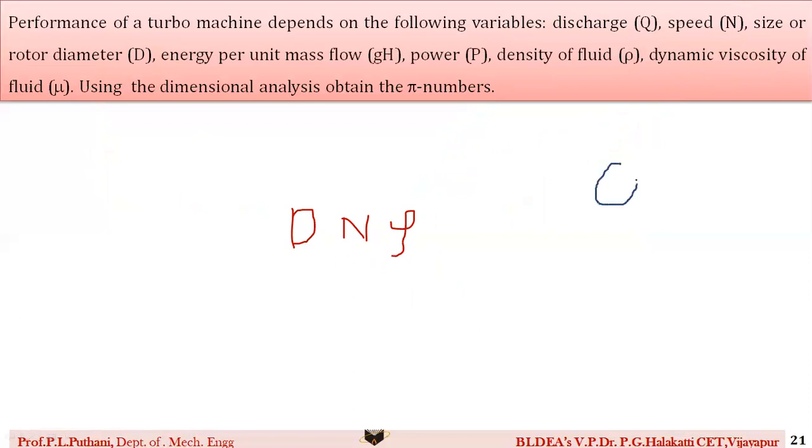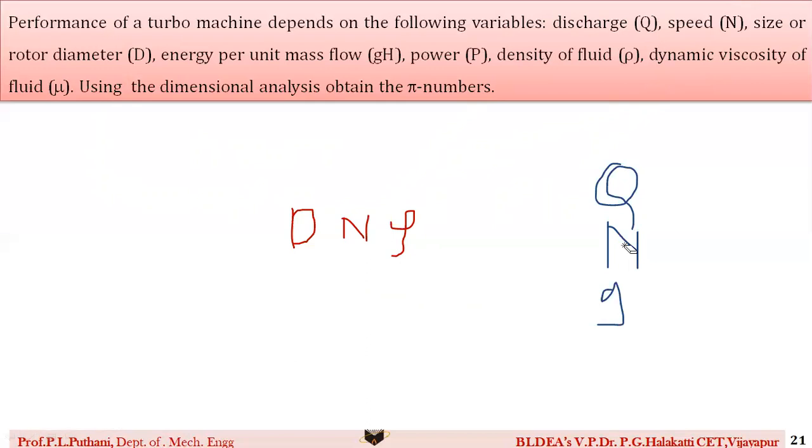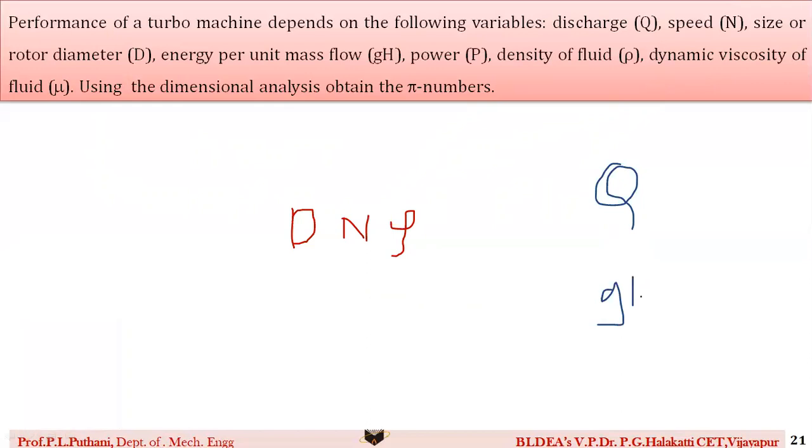The remaining variables are discharge Q, speed N, then we have energy per unit... Sorry, this is not our remaining variable. That is the speed, sorry. The first one is Q. The second one is energy per unit mass flow, GH. Then we have the remaining variable P, and the last one is viscosity.